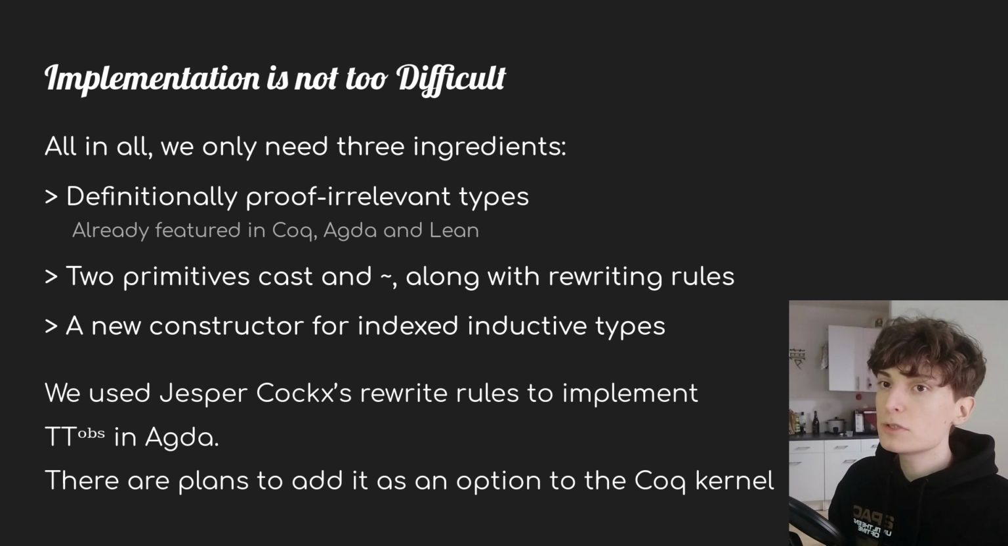And finally, the good news is that observational type theory is not too difficult to implement. All in all, we only need three ingredients: definitionally proof-irrelevant types, the primitives for cast and the observational equality, along with adequate rewriting rules, and a new constructor for indexed inductive types. As an experiment, we were able to use Jesper Cockx's rewrite rules to make a toy implementation in Agda. The next step is having it as an option in Coq.